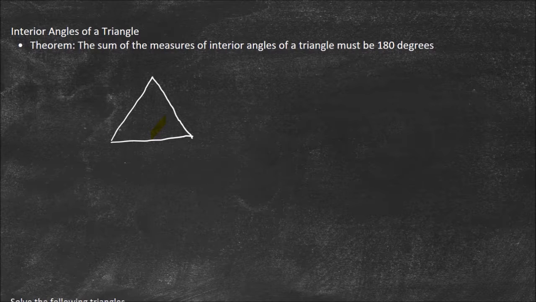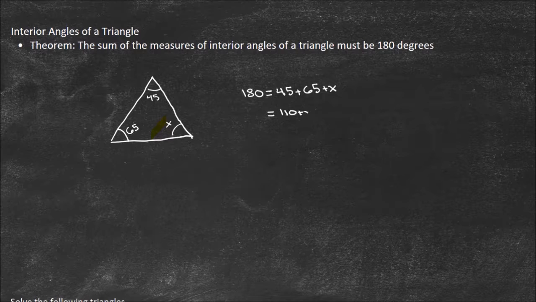So what this lets us do is, if this is 65, and let's say this one is 45, I can now find this angle. All I have to do is 180 equals, well, if all the angles have to add up to 180, I can just set that equal to all the angles added up. So 45 plus 65 plus x. 45 plus 65 gives me 110, plus x equals 180. Subtract 110 from both sides, and I get that 70 equals x.